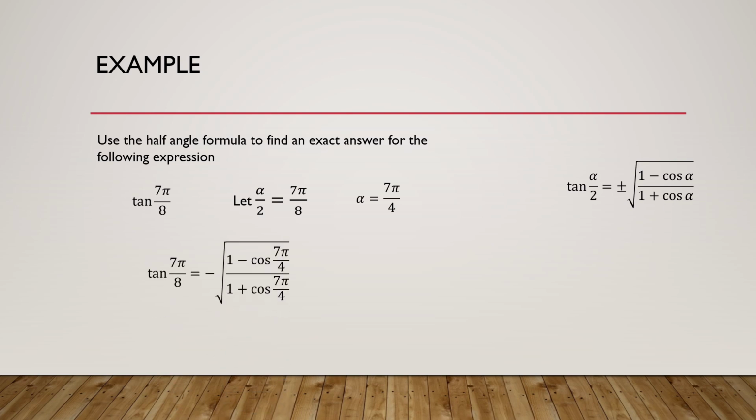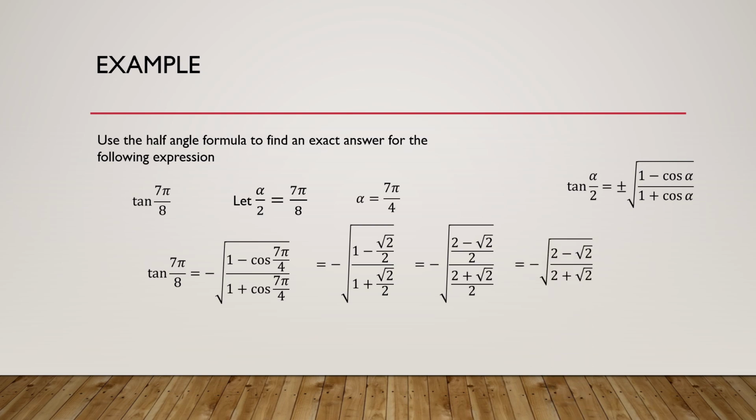Tangent 7 pi over 8 equals negative the square root of 1 minus cosine 7 pi over 4 all over 1 plus cosine 7 pi over 4. We have already established that cosine 7 pi over 4 equals the square root of 2 over 2. Inside the radical, we use the common denominator of 2 to arrive at 2 minus the square root of 2 over 2, all over 2 plus the square root of 2 over 2. The compound denominators cancel, leaving us with negative square root of 2 minus the square root of 2 over 2 plus the square root of 2.